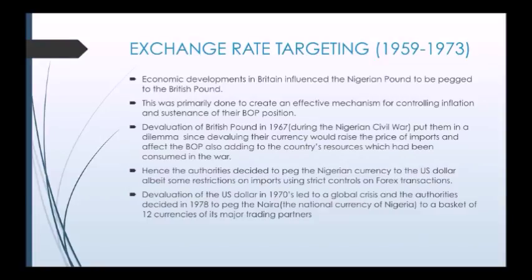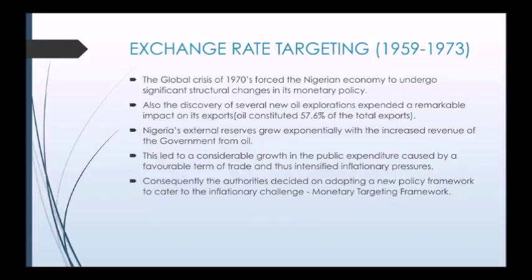The global crisis of the 1970s due to the devaluation of the US dollar worried the authorities, and hence in 1978 they decided to peg their national currency, the Naira, to a basket of 12 currencies. The global crisis pushed the Nigerian economy to undergo several structural changes. Newly found oil reserves strengthened the exports and helped increase the revenue. This led to a growth in the public expenditure and added to the inflationary pressure. Hence, they shifted to a new framework of monetary targeting.